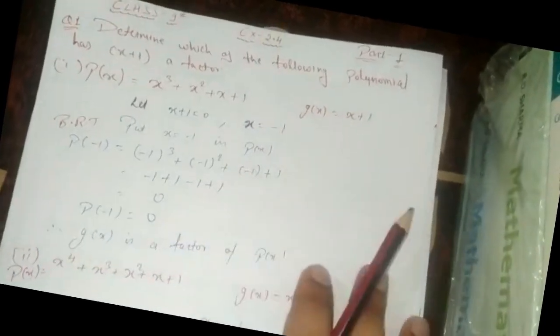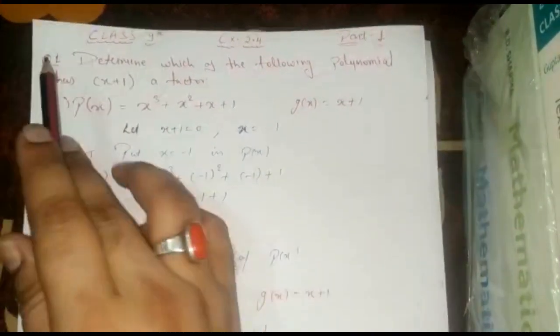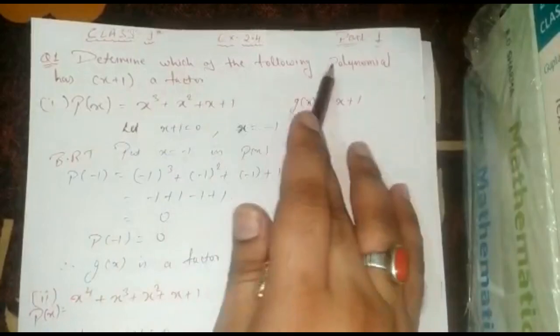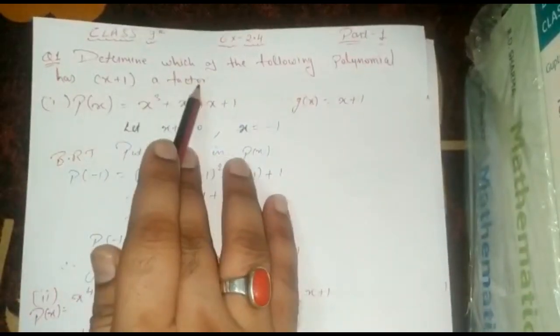Hello students, today we are discussing exercise 2.4 of class 9th, and this is part 1 of exercise 2.4. So question number 1 is: determine which of the following polynomials has x plus 1 as a factor.